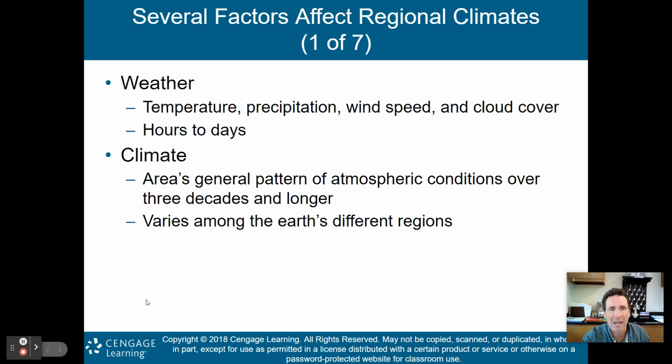So weather, again: temperature, precipitation, wind speed, cloud cover, over hours to days, all right? Climate is the area's general pattern of atmospheric conditions over 3 decades and longer. So again, a much longer period of time for climate. And again, your climate will vary among the Earth's different regions.